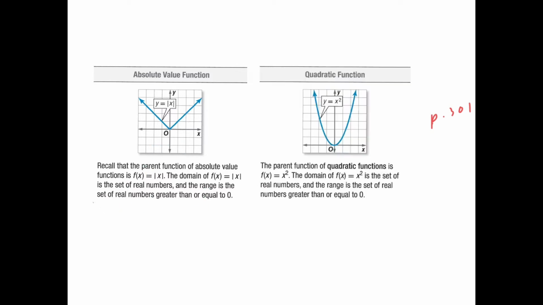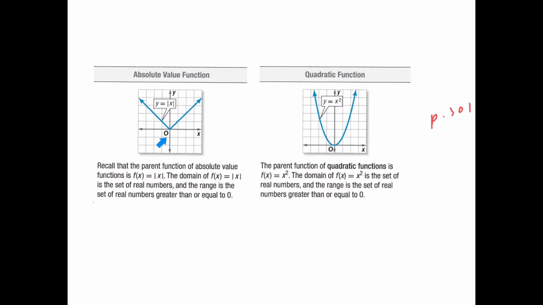Okay, and then the last parent function that we talk about has similar domain and range as absolute value, but the shape is different. This is called a quadratic. We know it's a quadratic because x is squared. When you see that square up there, then you know it has to be a parabola. That's what the name of the shape is. This is a parabola. And so the domain is all real numbers. The range in this case is greater than or equal to 0.